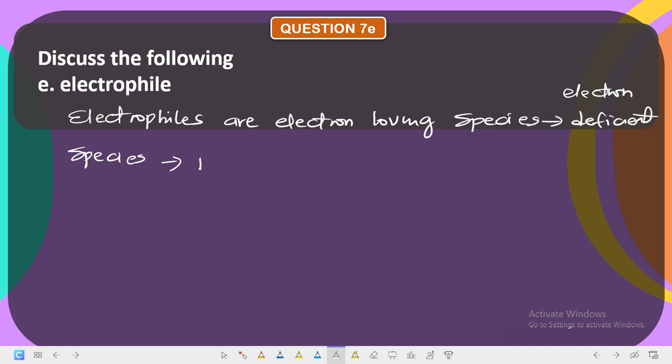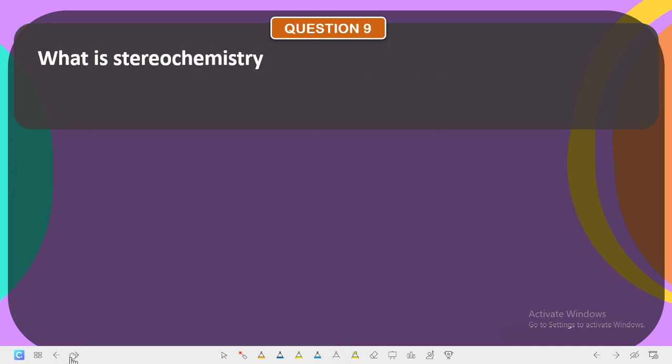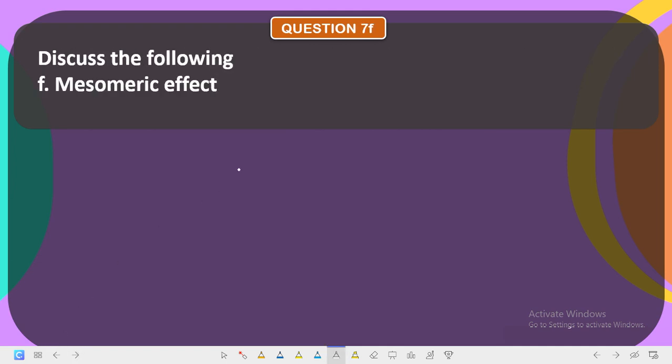Example of an electrophile is magnesium 2+, I said this before, BF3. All these ones, they are electrophiles. Lewis acids generally are electrophiles, etc. So all these are electrophiles. Now let us look at mesomeric effect.